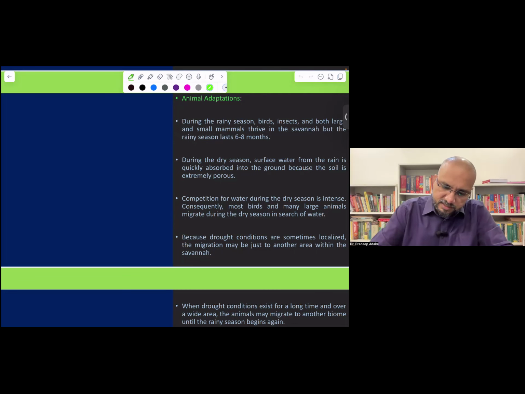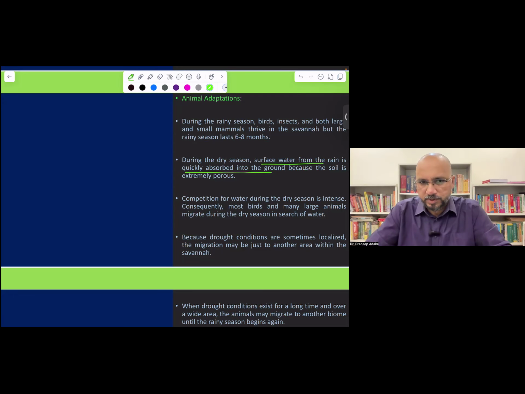So during the dry season, surface water from the rain quickly gets absorbed into the ground because soil is extremely porous. So whatever water is there, it will be quickly absorbed. Rest of the water will be evaporated. So competition for water during the dry season is intense. Therefore, you see at a common pond or a small ditch, you will be looking at herbivores, carnivores, crocodiles, all of them will be living, or herbivores and animals will be drinking side by side. Competition for water during the season is intense.